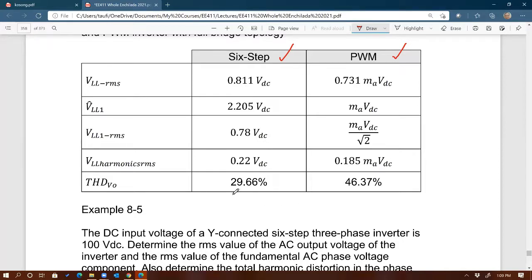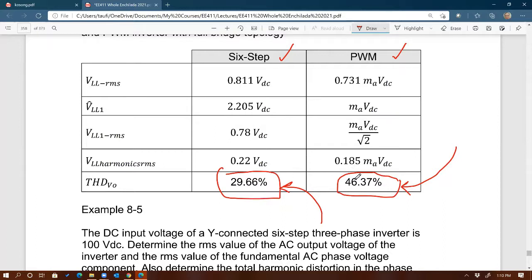Notice that THD, the last row, for 6-step is less than 29.66, and it's fixed. It's a fixed value. It doesn't matter what VDC you put in. Same thing with PWM, right? It's a fixed value. Doesn't matter what MA, what VDC you are using, you're always going to end up with the same THD, right? Those are normalized values. That's the reason why you end up with the same value for THD, because again, THD is a normalized function, right? But it's interesting to see that 6-step has less THD than PWM.